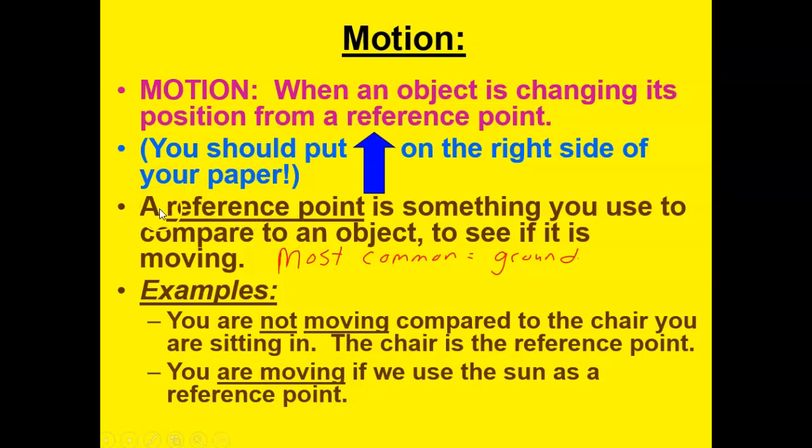All right? So a reference point is something you compare to see if something is moving. And you see, is that thing getting closer or farther apart from the reference point, or are they staying in the same place? All right, so you're going to see on your worksheet that motion is a vocab word and reference point is a vocab word.